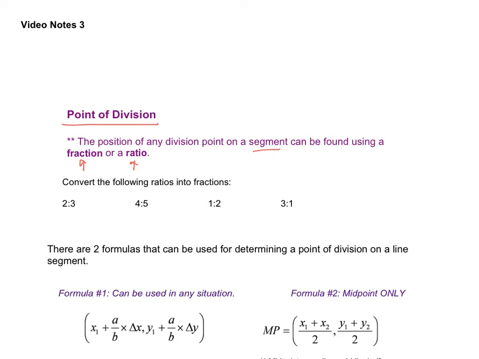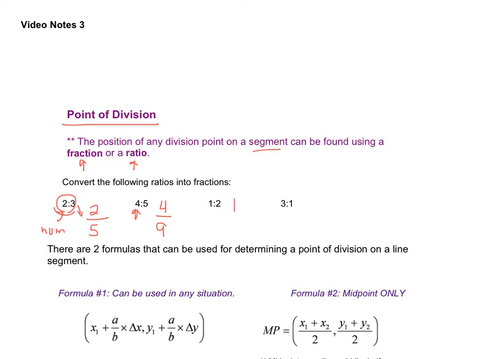So this is a ratio, 2 to 3. How this is going to work is the first term is going to stay the numerator, and then the denominator is going to be 2 plus 3, so out of the total. So you're converting that ratio into a fraction. For example here, the first term is your numerator, so that stays, and then you're going to add both terms together, 4 plus 5, to give you your denominator.